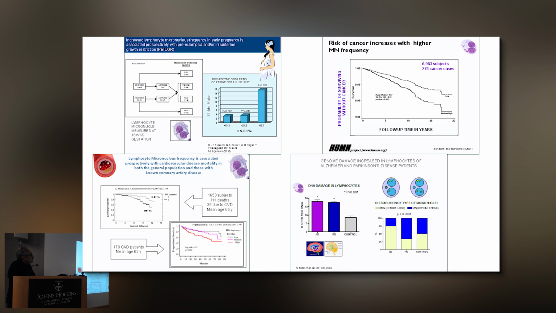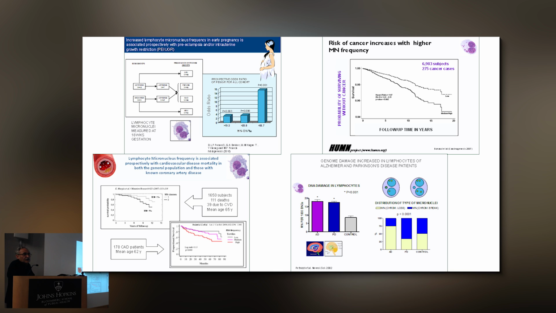Prospectively, we put together data from almost 7,000 people collected from around the world, where the micronucleus index was measured, and it was possible to link with their cancer outcomes 10 to 15 years later. What this study showed was that those with a medium or high level of micronuclei had about a 70% increased risk for cancer. Similar studies were done in relation to cardiovascular disease mortality, both in patients as well as those who had not developed cardiovascular disease at this stage.